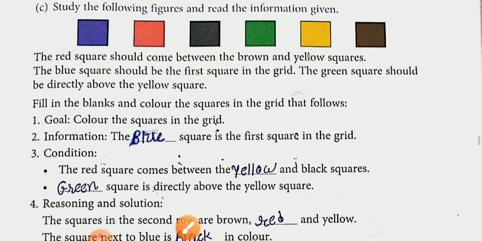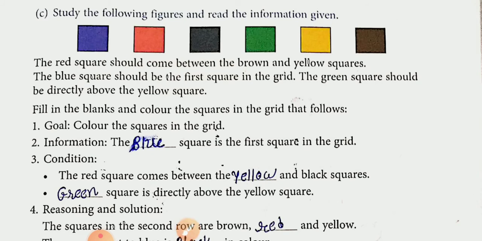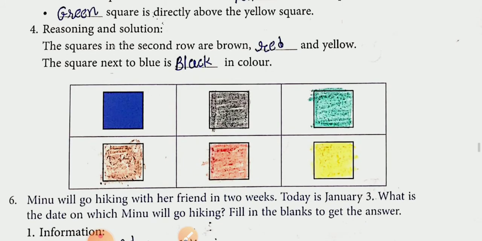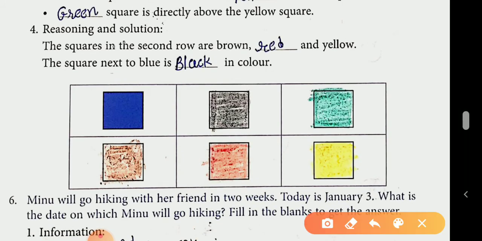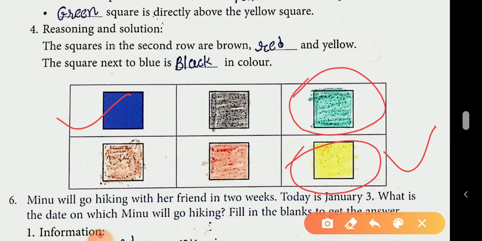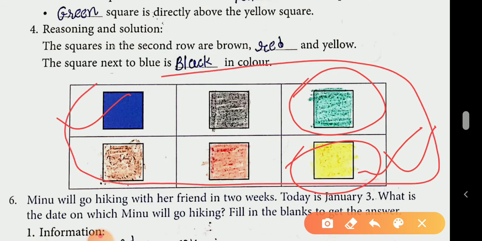Then other condition is the blue square should be the first and the green square should be above the yellow square. It means the blue square comes first and the green color should be above the yellow color. It means you put your green color above the yellow color. So here your solution is available. So you can write in your textbook.